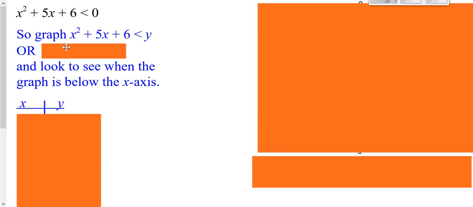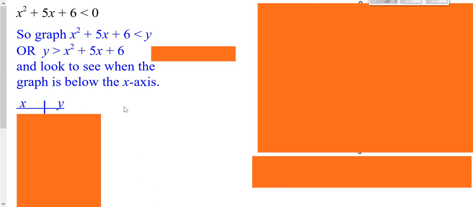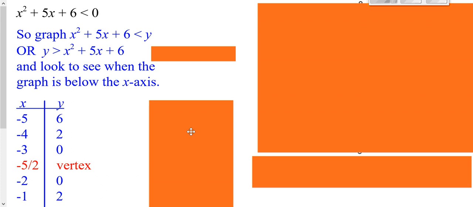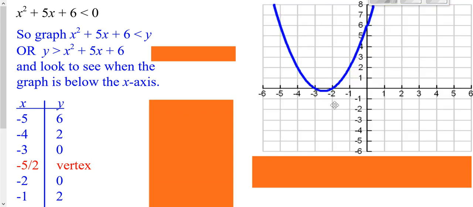So see if you can graph or solve this one by graphing. So first of all, I'm going to put the y on the left side, do negative b over 2a, make my table, plot my points, and I get this. Now, as I look here, I want the y value greater than, I want my y value to be greater than this.